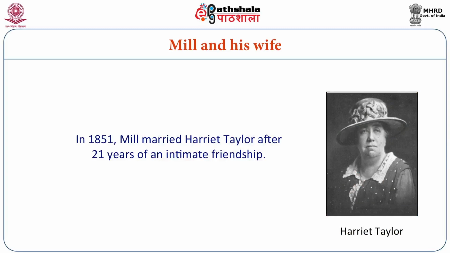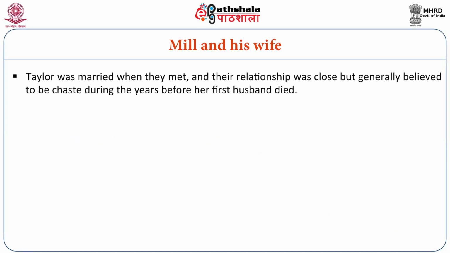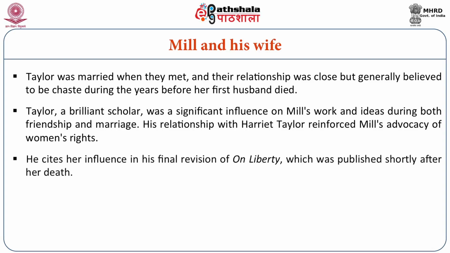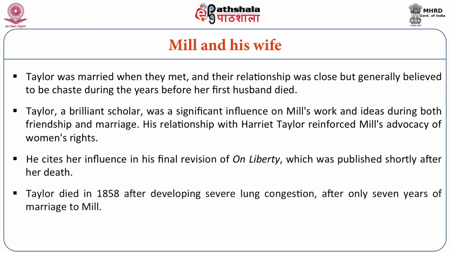In 1851, Mill married Harriet Taylor after 21 years of intimate friendship. Taylor was married when they met, and their relationship was close but generally believed to be chaste during the years before her first husband died. Taylor was a brilliant scholar. She was a significant influence on Mill's work and ideas during both friendship and marriage. His relationship with Harriet Taylor reinforced Mill's advocacy of women's rights. He cites her influence in his final version of On Liberty, which was published shortly after her death. Taylor died in 1858 after developing a severe lung congestion, after only 7 years of marriage to Mill.